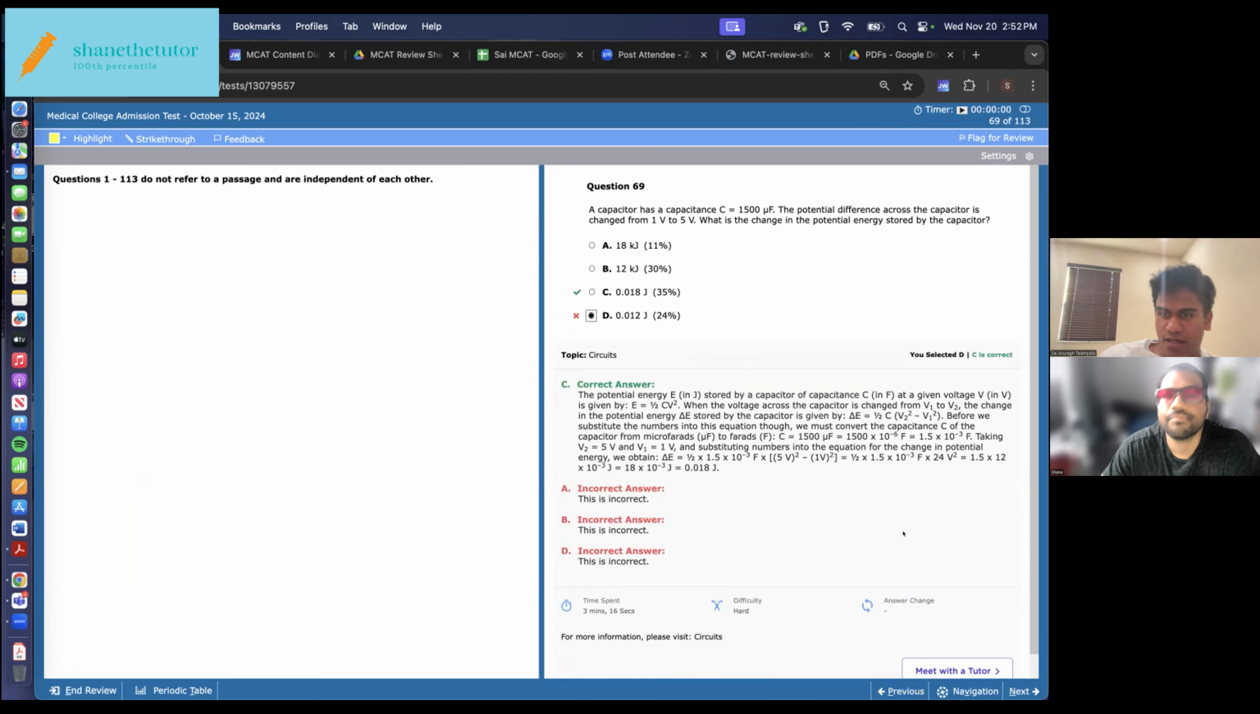Number 16. Oh yeah, I didn't know this, but why do we have to do this part, the V2 squared minus V1 squared? When we're finding potential energy, is it change in voltage or is it just V squared? Because I just put in five, I think I put in four squared. Yeah, I put in four squared when I calculated it the first time.